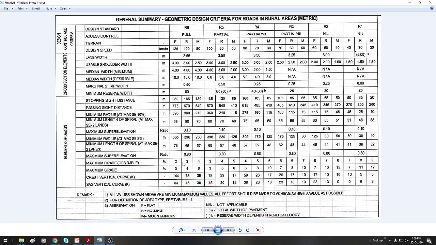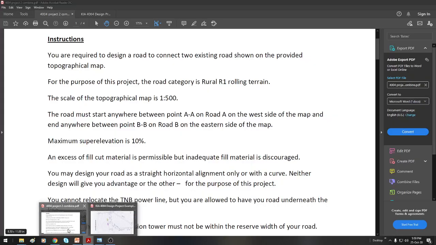And then your maximum grade is 8%. This is the desirable. Okay, you can also increase it to a maximum of 11. All right, and the k value for crest vertical curve is 5, and sag vertical curve is 6. All right, so these are the values that are of our concern.